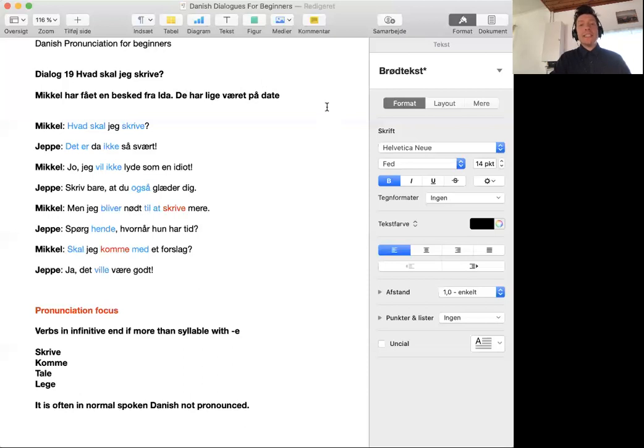Det er da ikke så svært. That's not that difficult at all.